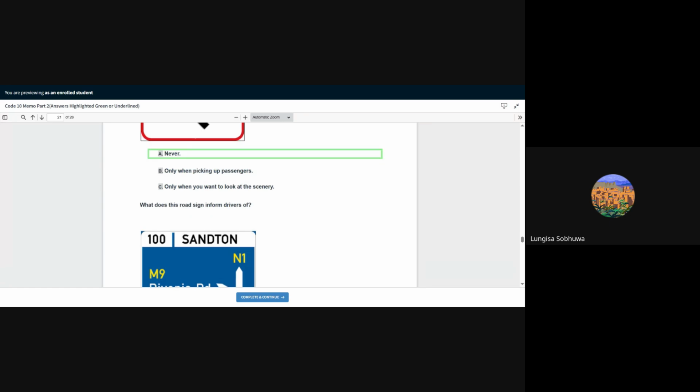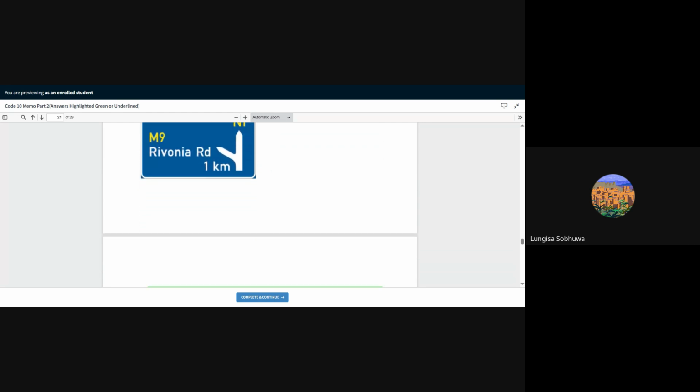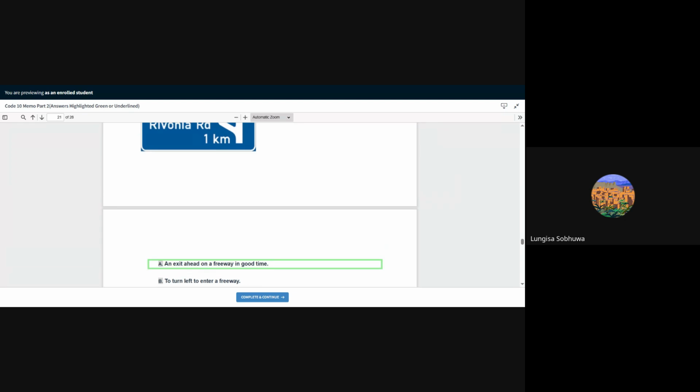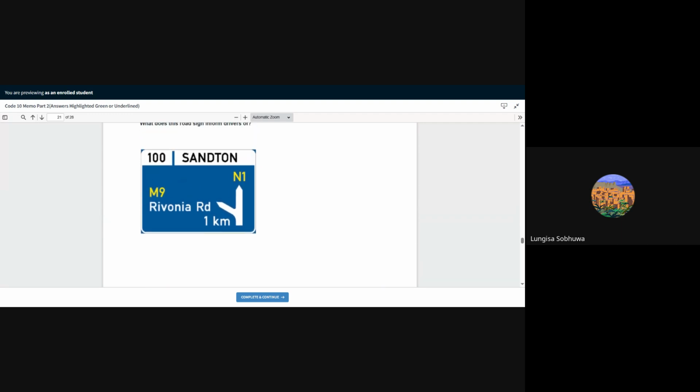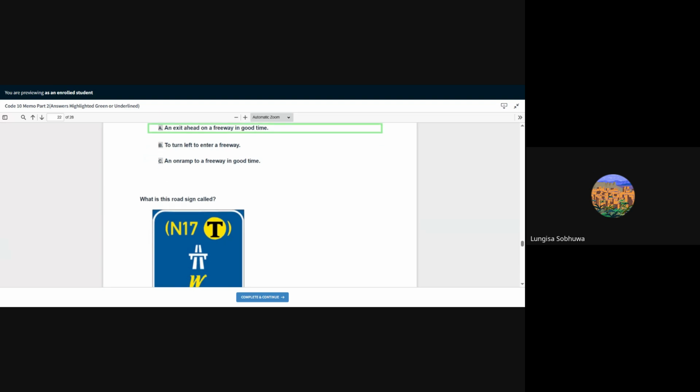What does this road sign inform drivers of? The answer there is A, an exit ahead on a freeway in good time. This sign is an exit ahead on a freeway in good time. Let's continue.